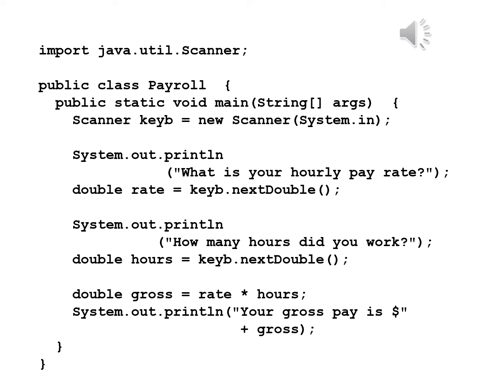And now to get the hours worked, System.out.println("How many hours did you work?"); double hours = keyboard.nextDouble(); double gross = rate * hours; System.out.println("Your gross pay is $" + gross); Closing brace to end the main method, and a closing brace to end the program.